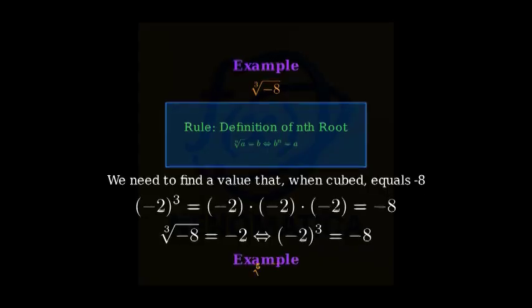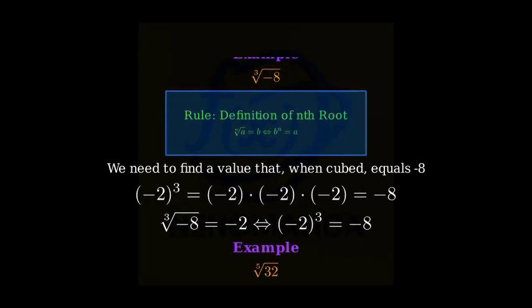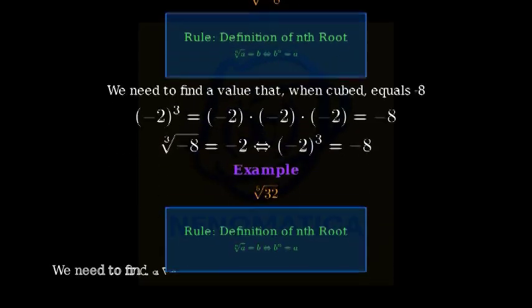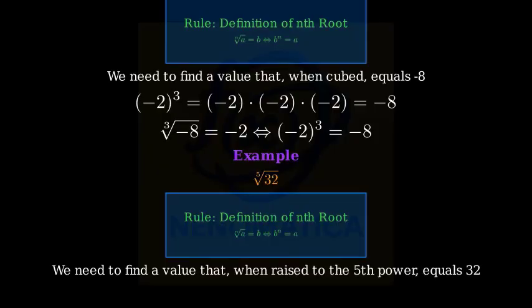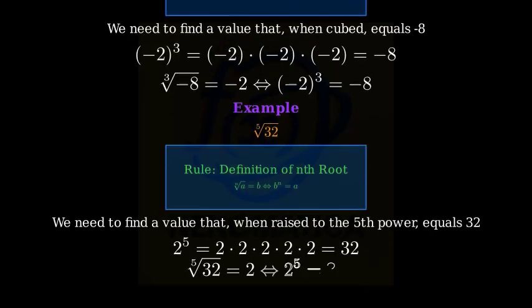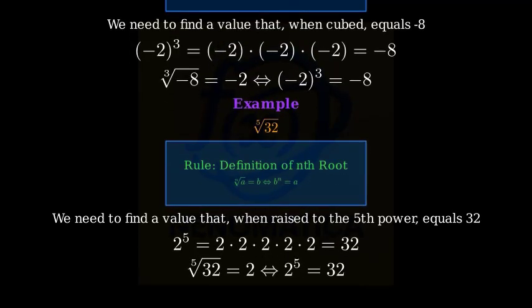Let's move to our second example. Here we need to find the 5th root of 32. Using the same approach, we need to find a number that, when raised to the 5th power, equals 32. Let's try 2. 2 to the 5th power is 2 times 2 times 2 times 2 times 2, which equals 32. So the 5th root of 32 equals 2. And we can verify this by checking that 2 to the 5th power equals 32.